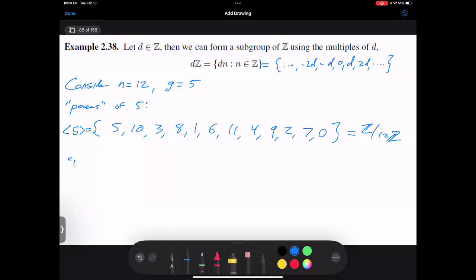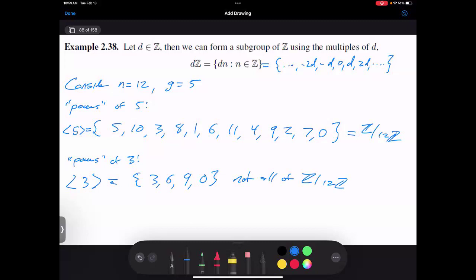Let's now look at the powers of 3. So it would be 3, 6, 9, and what comes after 9? 0. So it is not all of Z mod 12Z. Okay. So this is particularly good. We now have a group, and the group is the clock group. And we formed two different subgroups.